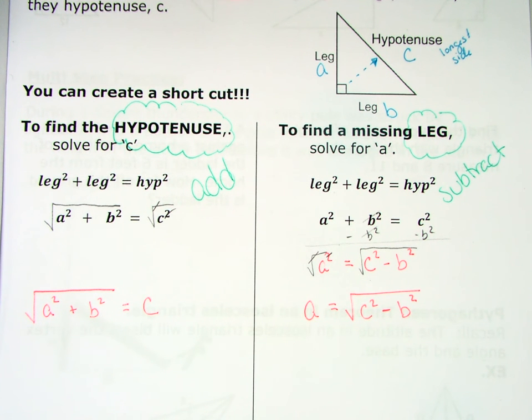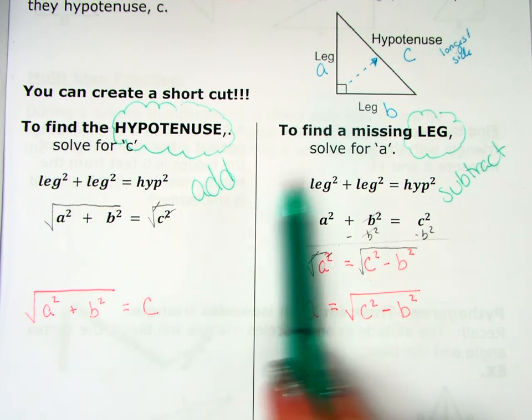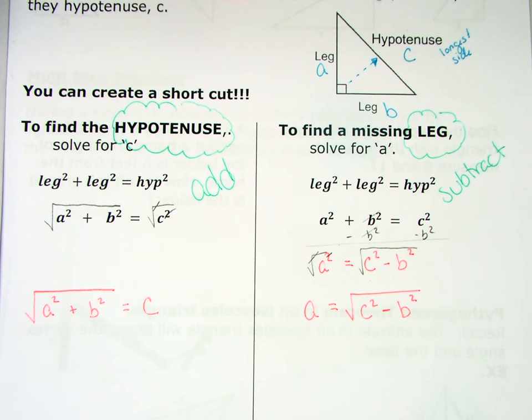So you square the two sides and square root the result. If you're looking for the hypotenuse, you add them. If you're looking for the leg, you subtract them. Okay? And if you're using one of our calculators, you can just put it all in at one time. So you don't have to, it's not a bunch of different steps.